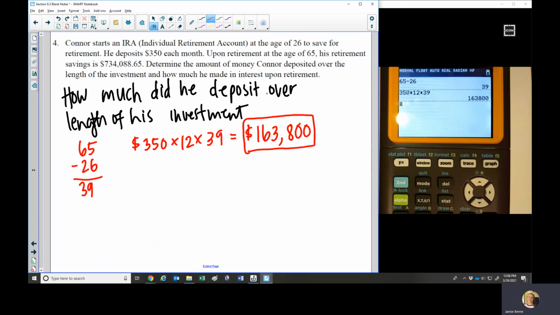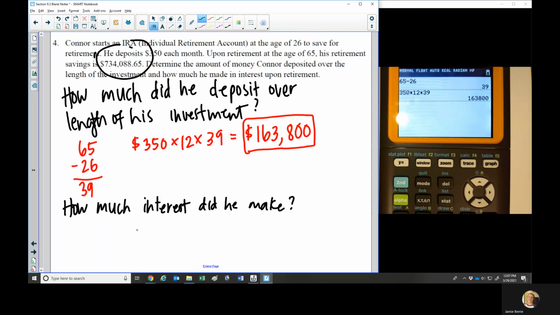And then, how much interest did he make upon retirement? All right, so how much interest did he make? All right, so it told us that this was the amount that he had in his savings when he retired. So we'll just do the total amount in his account and then subtract off the amount that he invested, which was $163,800.